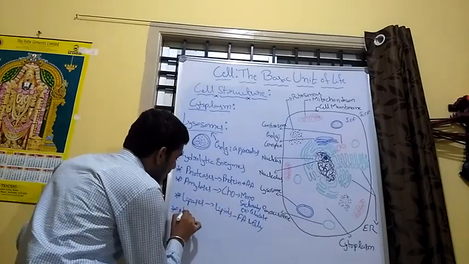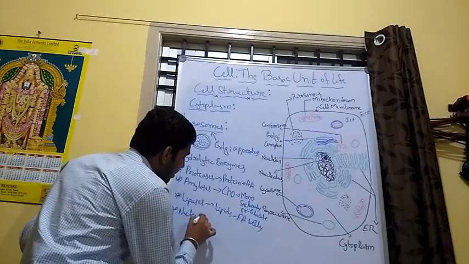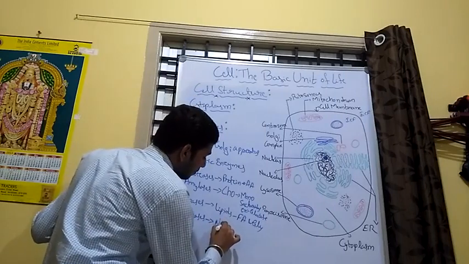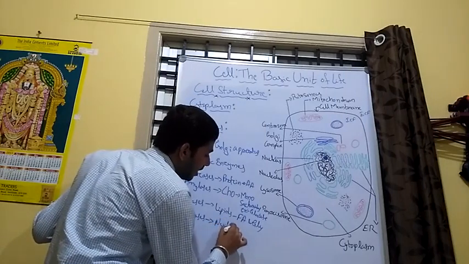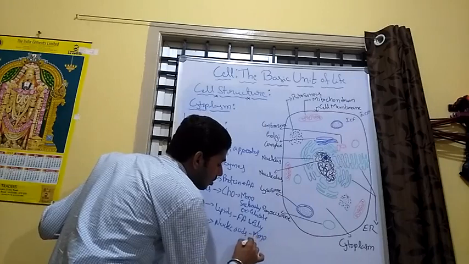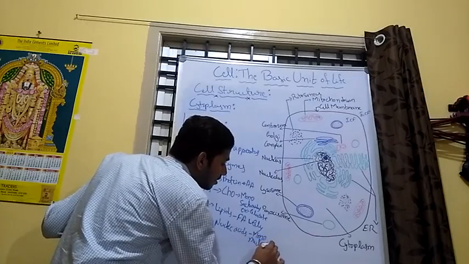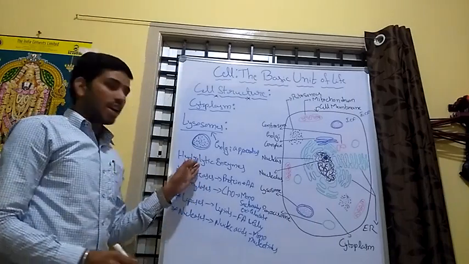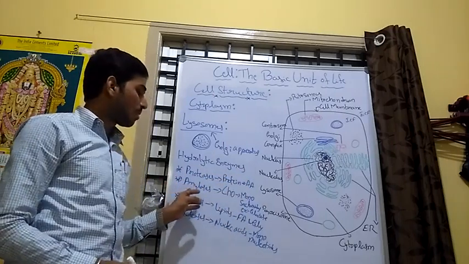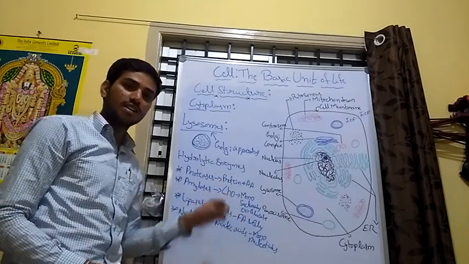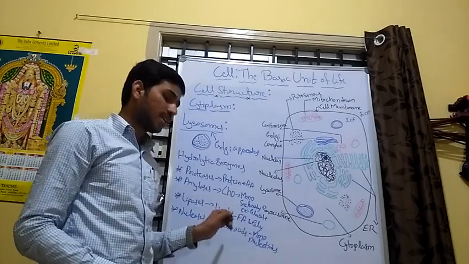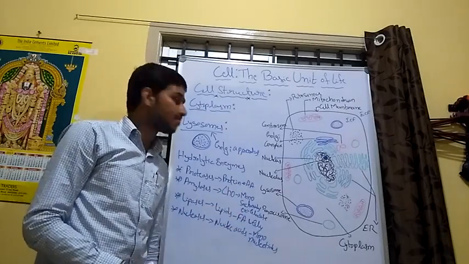Next, nucleases. They cleave nucleic acids into mononucleotides. The hydrolytic enzymes present in the lysosomes are proteases, which cleave proteins into amino acids; amylases, which cleave carbohydrates into monosaccharides called glucose; lipases, which cleave lipids into fatty acids and glycerol; and nucleases, which cleave nucleic acids into mononucleotides.